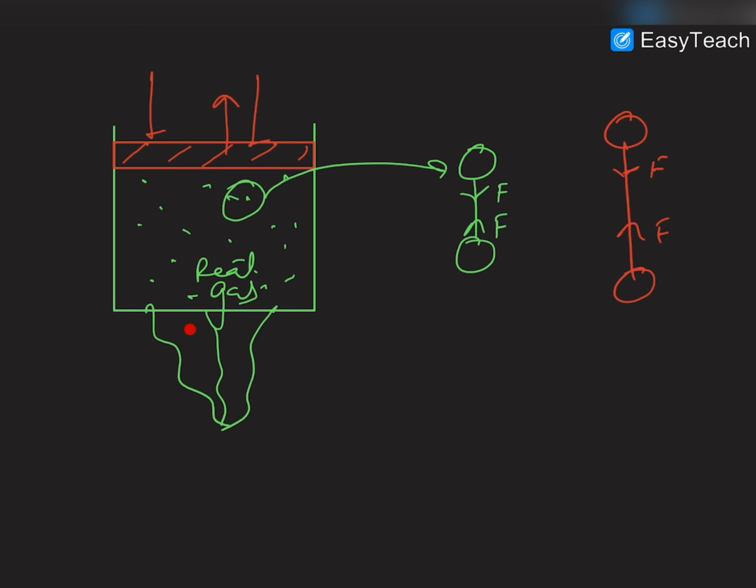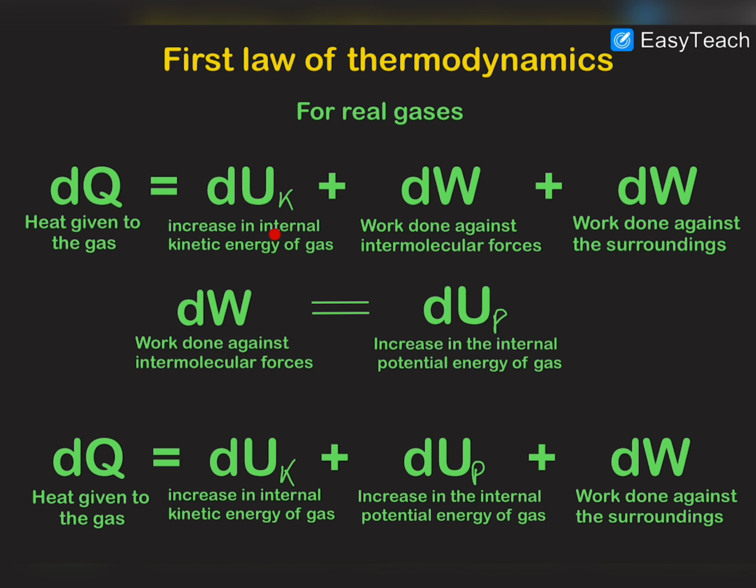Now when we will heat up this gas, when we will supply some heat to the gas, then obviously that heat given to the gas will be utilized in increasing the molecular kinetic energy. Any molecule will start to move with greater speeds in random directions. So the molecular kinetic energy will increase. That is dUK, which is the internal kinetic energy of the gas.